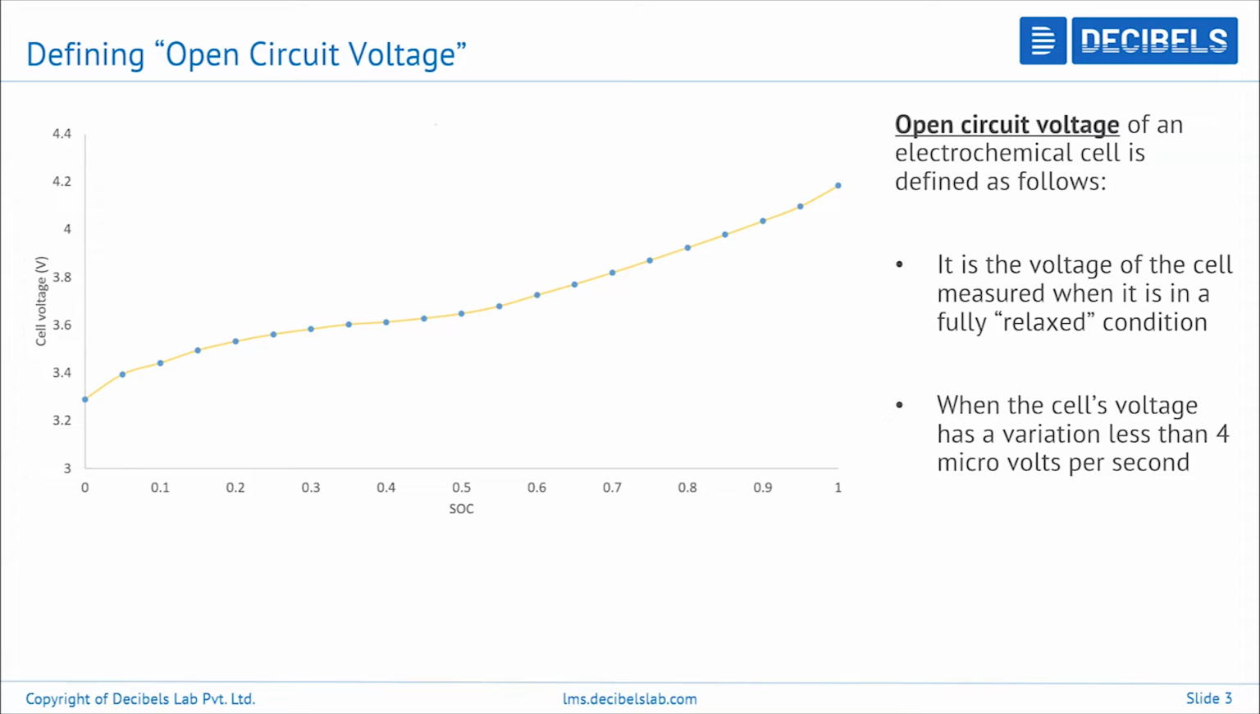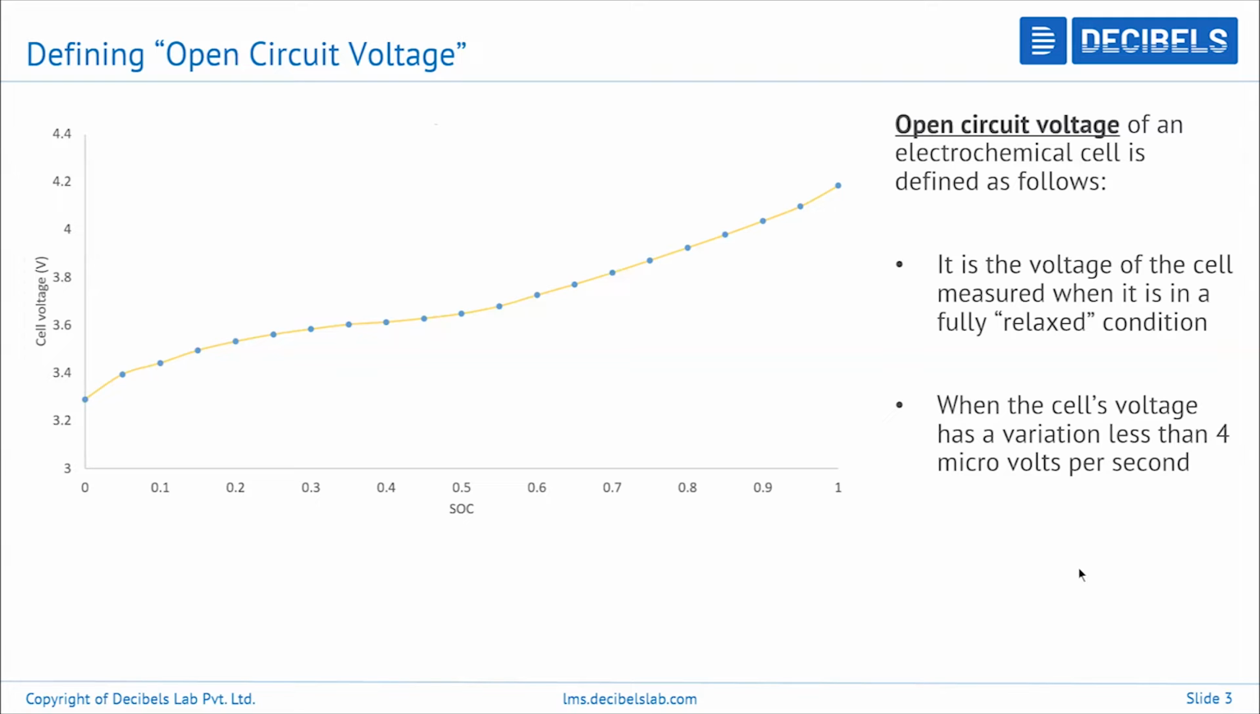Usually for electric vehicles and sensitive battery management system applications, you will define OCV as having a variation that is very small, less than 4 microvolts per second. So we define open circuit voltage as the voltage of the cell which is measured when it is in a fully rested or relaxed condition. Further about this, regarding cell testing, a little bit is covered. We will see how exactly the testing is done when we come to that portion, with some examples.